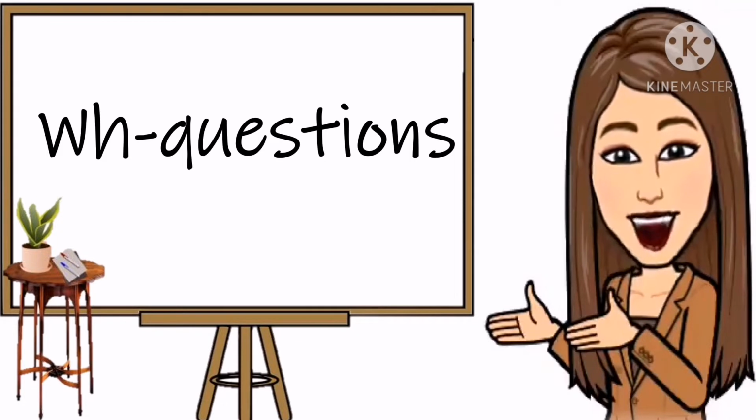We note details by asking WH questions. These are the WH questions. First, who or sino is asking about a person. What or ano is asking about a thing or action. Why or bakit is asking about a reason. Where or saan is asking about a place. When or kailan is asking about time or date. And how or paano is asking about a manner or a condition.